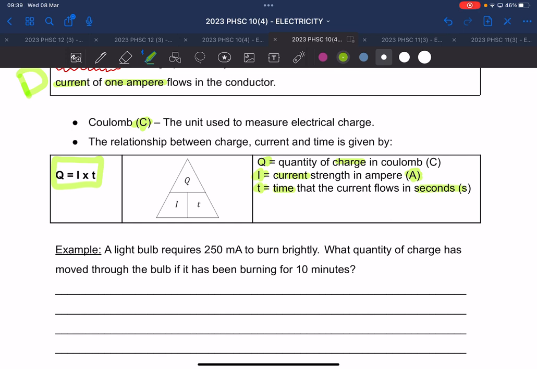Now you won't get a formula or a triangle like this in the test room. This is just to remind you, you've done triangles like this before. But you'll get this formula. Now let's see how we apply this formula.